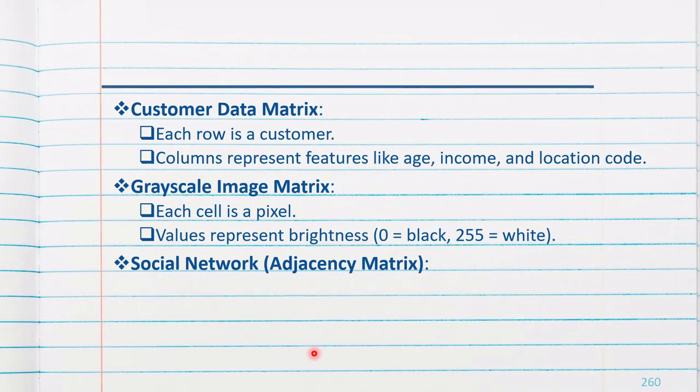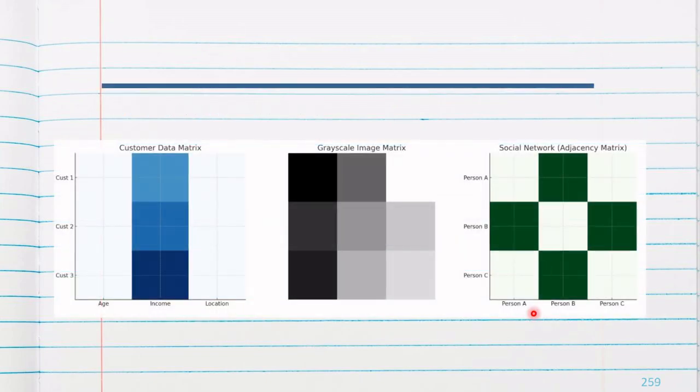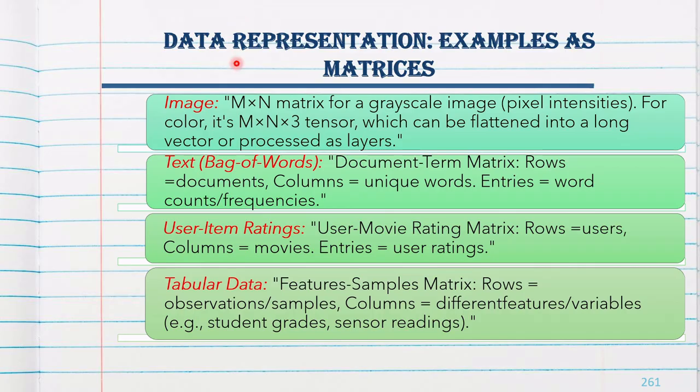Look at this example. Person A is related to B. That is why it is 1. Otherwise, it is 0. There is no relationship between person A and person C. So, it is 0. Another examples.